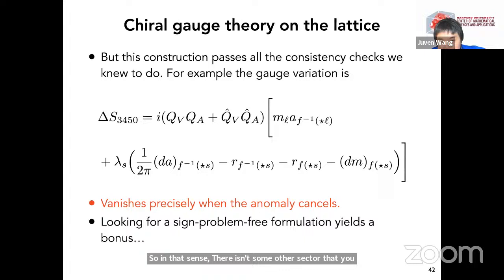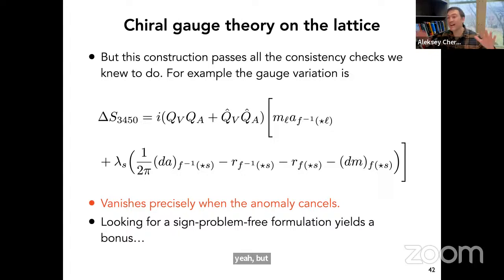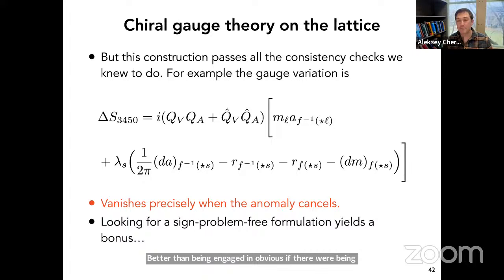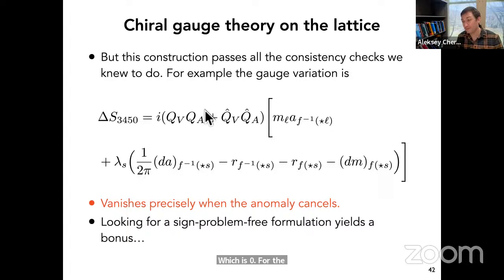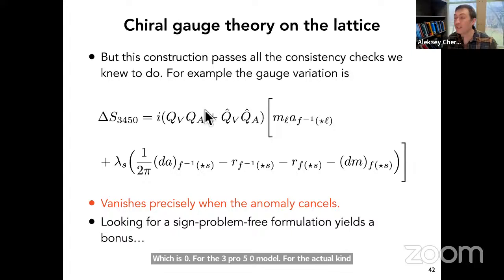But if you don't have any doubling at all, then it better be the case that all of the gauge anomalies cancel. There better not be any gauge anomalies. If there were, it would be inconsistent. And here, that's exactly what happens. If you calculate the gauge variation with generic charge assignments, you discover that you don't get zero. However, the non-zero thing is proportional to a particular combination of the charges, vector and axial charges, which is zero for the 3450 model, for the actual chiral gauge theory of interest. And therefore, the gauge anomaly cancels.